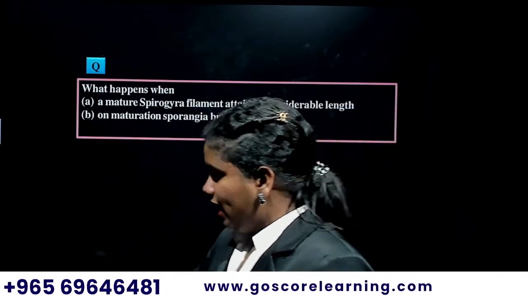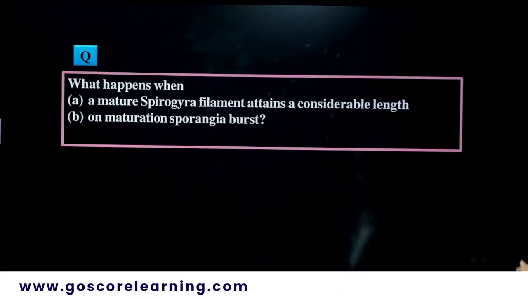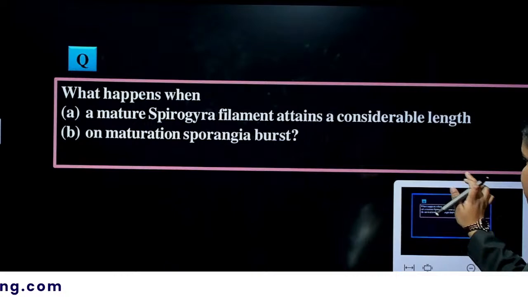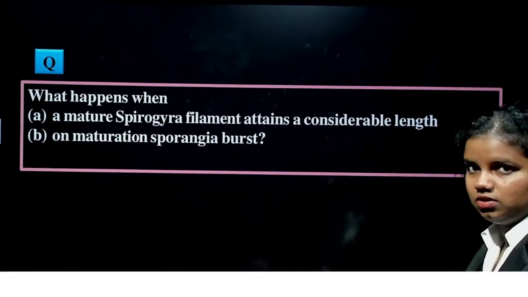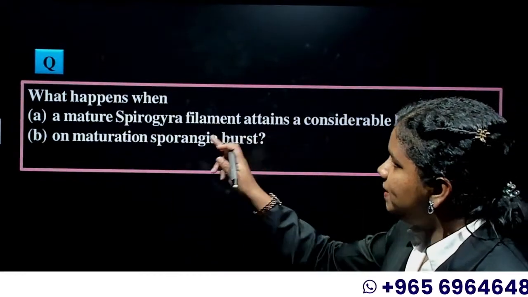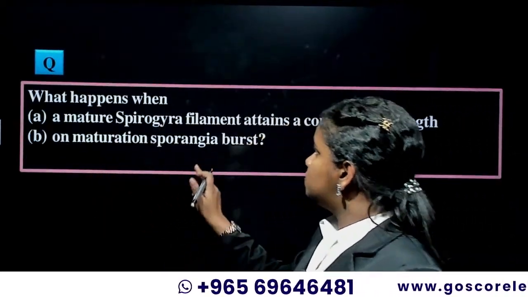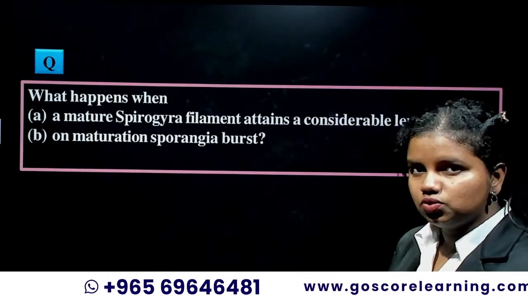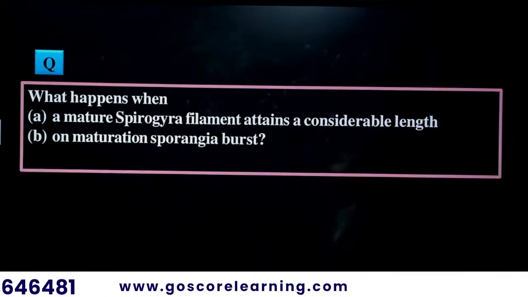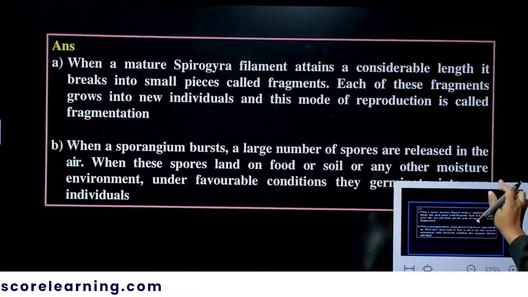Okay. And what happens when a mature Spirogyra filament attains considerable length? Again, it's a similar kind of question from the same topic, asexual reproduction. What happens when a mature Spirogyra filament attains considerable length, or on maturation sporangia burst? So they're asking about two different types of asexual reproduction in the same question. The first is regarding Spirogyra. Spirogyra is an alga, right? It's a very low group of plant.